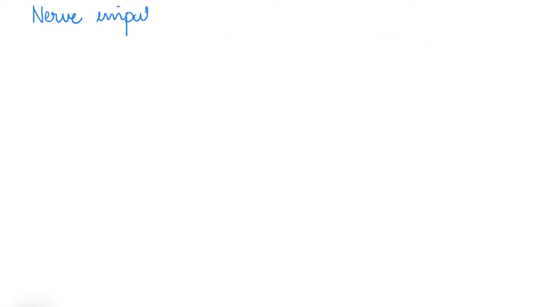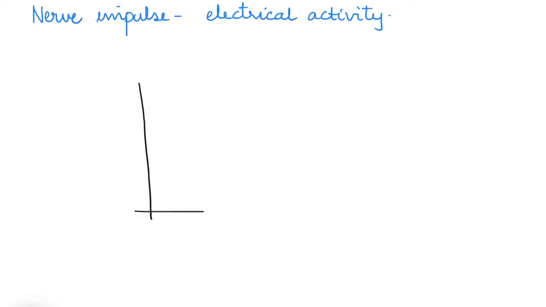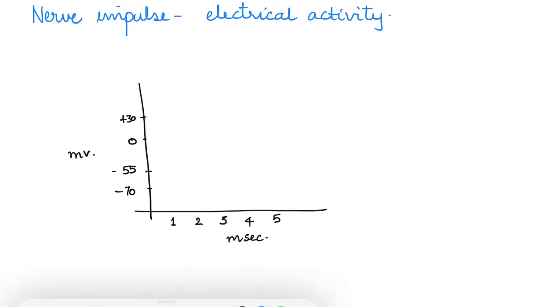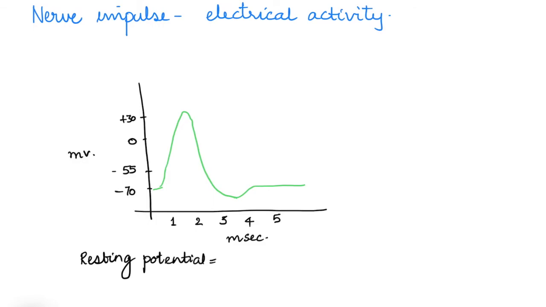Let us now have a look at the electrical activity that happens during the nerve impulse conduction. So here, this is a graphical representation, that is, in the form of a graph, we can put up the changes that happen in the electrical activity. The y-axis shows millivolts and the x-axis shows the milliseconds. Now minus 70 is the resting potential. This resting potential is actually between a negative 40 to a negative 90, with an average of negative 70 millivolts.